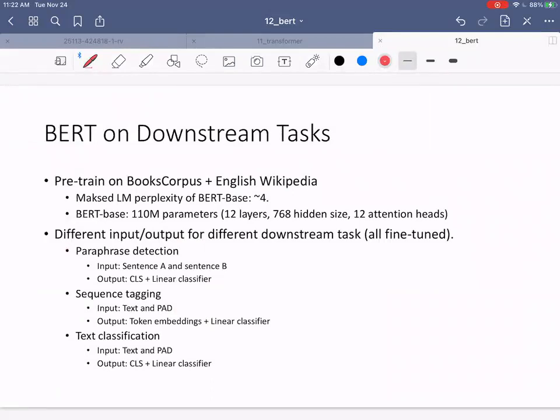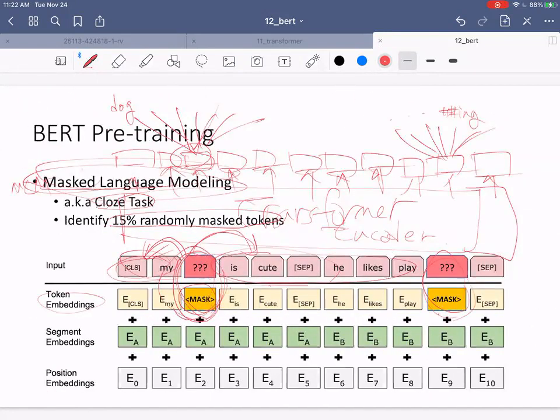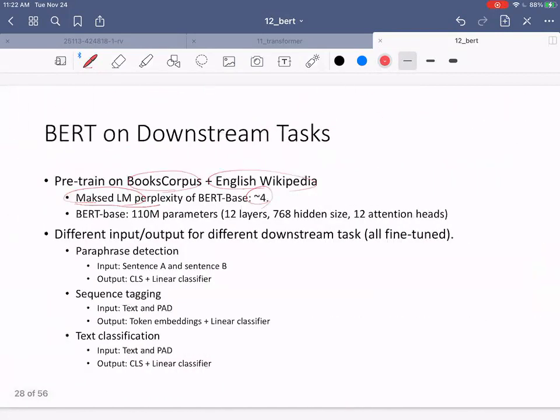So to use BERT on downstream tasks, you first need to pre-train BERT. What the authors did is they used BooksCorpus and English Wikipedia, and they pre-trained BERT on the masked language model and next sentence prediction tasks. For the masked language model, the perplexity was very impressive: 4. So when you have a mask token, BERT can narrow down its identity to one of 4 candidates. Out of a 30,000 or 40,000 English vocabulary size, BERT can narrow it down to 4 words. So it's very, very accurate.